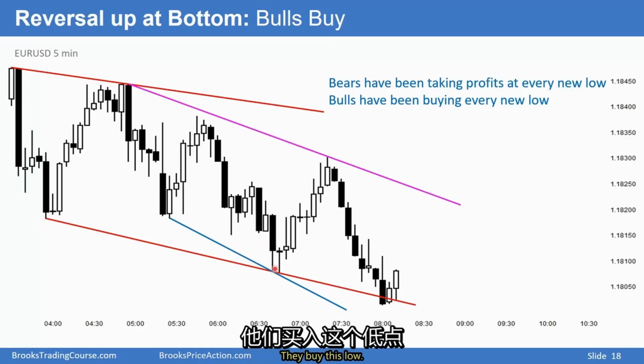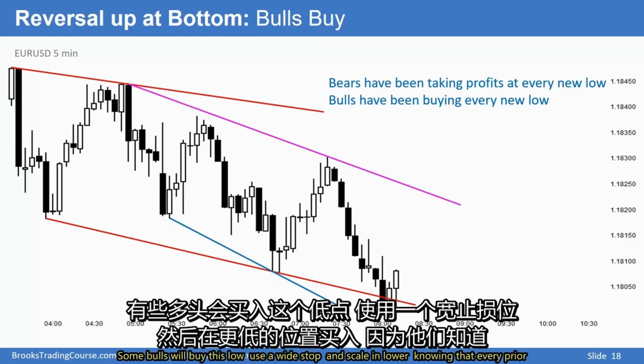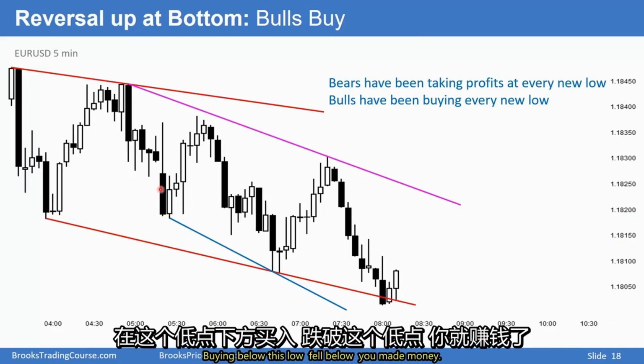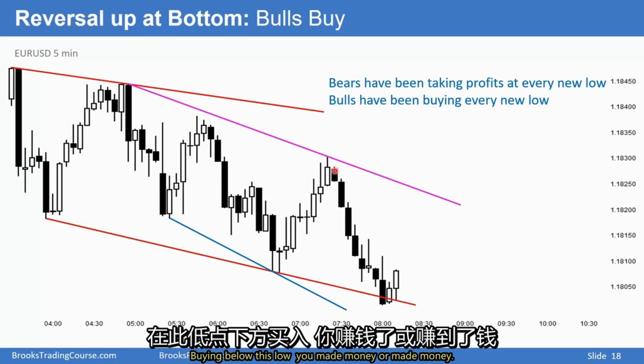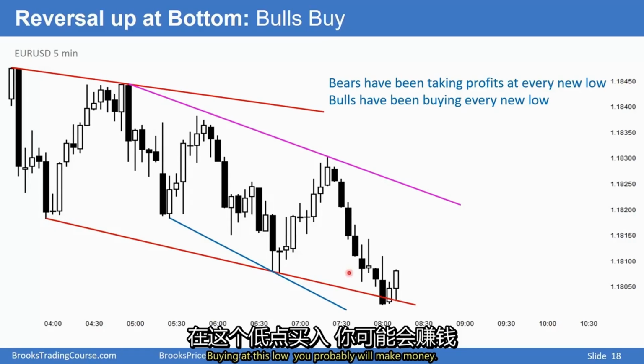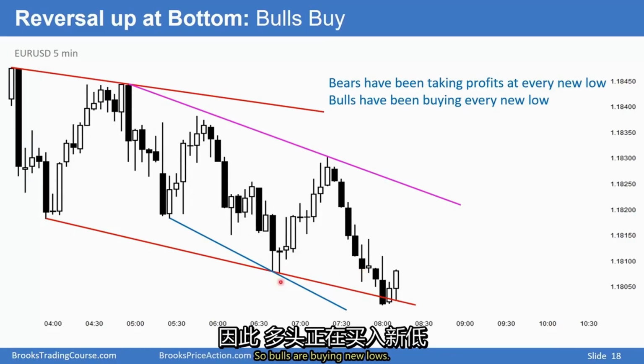Some bulls will buy this low, use a wide stop, and scale in lower, knowing that every prior new low led to a profitable trade if you bought the low. Buying below this low, you made money. Buying below this low, you made money. Buying at this low, you made money. Buying at this low, you probably will make money. So bulls are buying new lows.